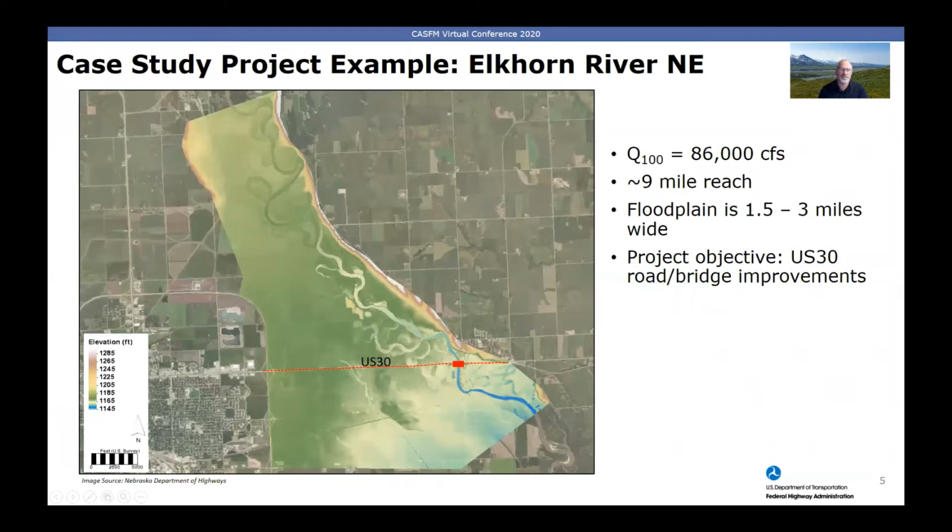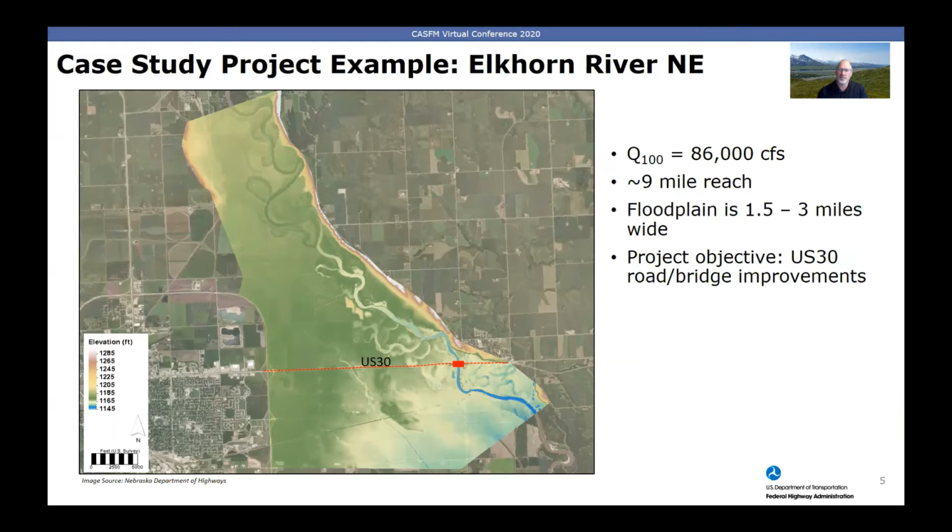Throughout the rest of this presentation, I'll be using a case study developed for a project on the Elkhorn River in Nebraska, eastern Nebraska specifically. And many thanks to the Department of Transportation in Nebraska and their consultants, Felsberg, Holt, and Ullevig, for sharing their project data with me. The 100-year flow in this reach is about 86,000 CFS.